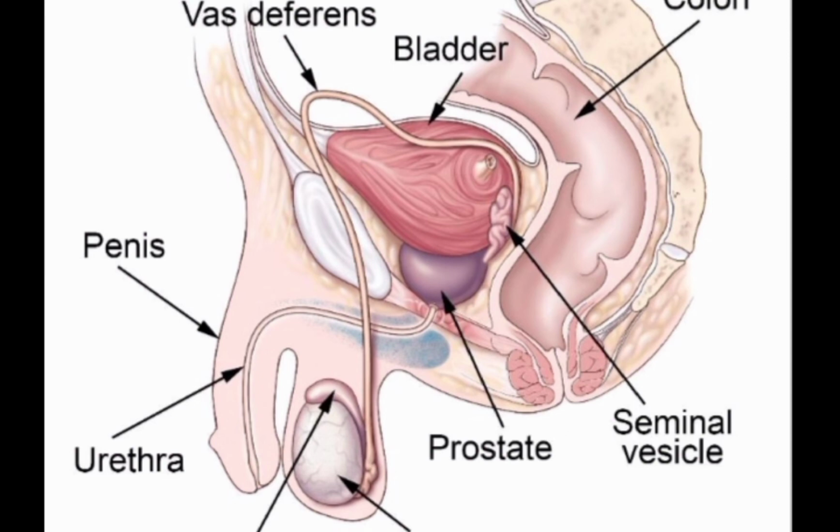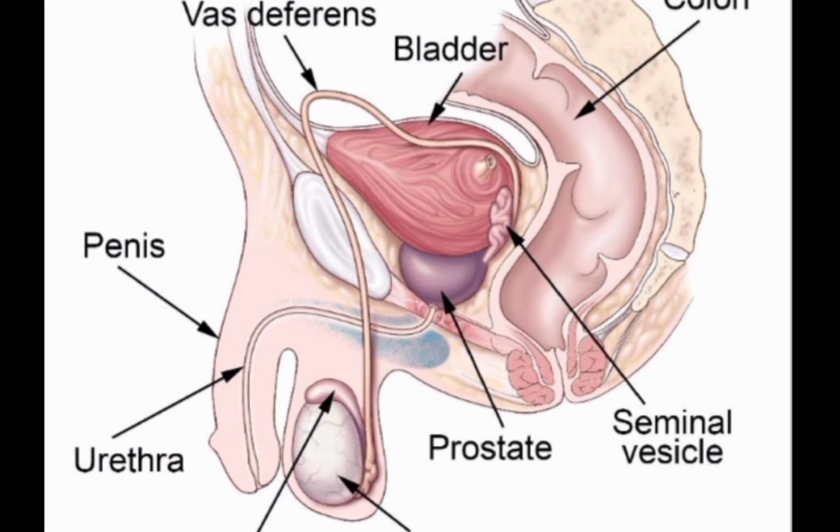Now we move over to the vas deferens, which we also know as the sperm duct. It is said that it is a thin tube, approximately 30 centimeters long, that starts from the epididymis to the pelvic cavity. It carries the spermatozoa from the epididymis to the ejaculatory duct.